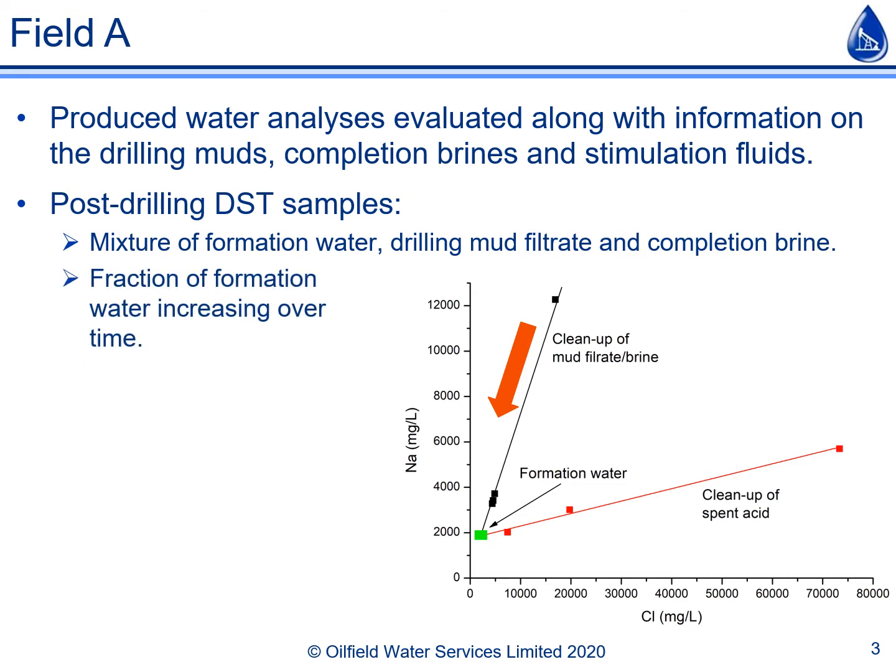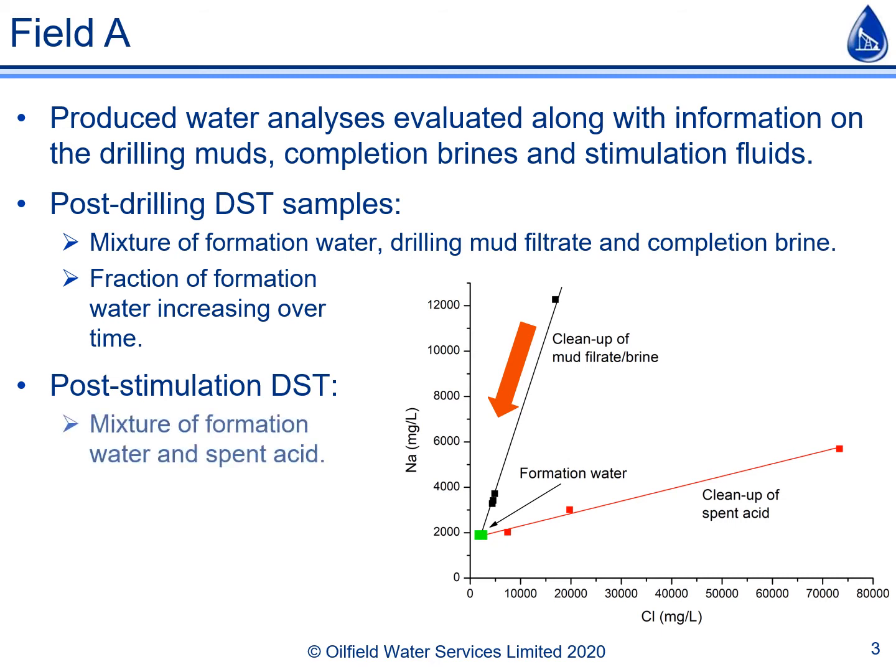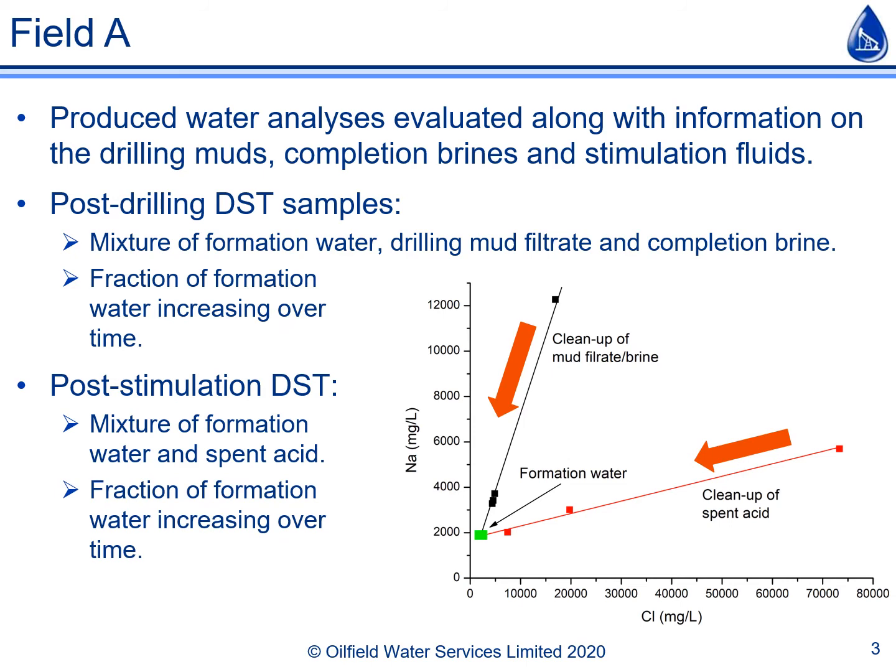The well was then acid stimulated, and the red symbols and regression line are for samples collected during the second DST performed after this stimulation. Now the compositions of the produced water samples are consistent with them being mixtures of formation water and spent acid, although some small fraction of mud filtrate and completion brine could also be present. Again, as the test progressed and the well cleaned up, the sodium and chloride concentrations of the samples decreased as the fraction of formation water in the samples increased.